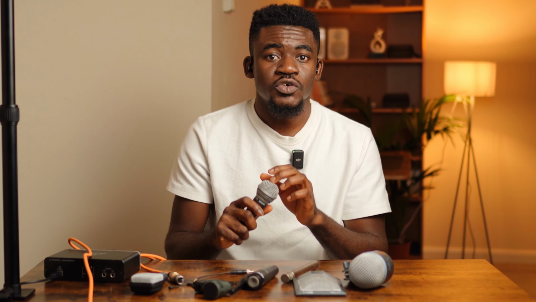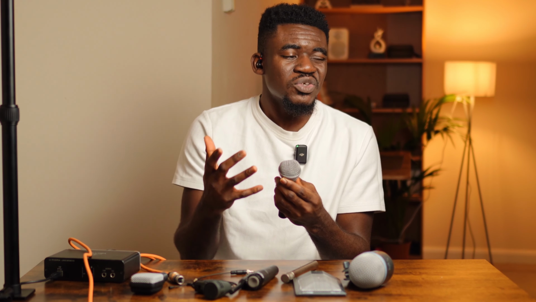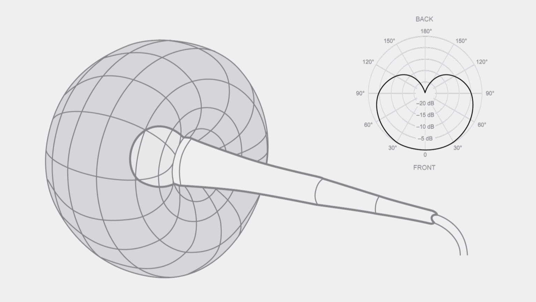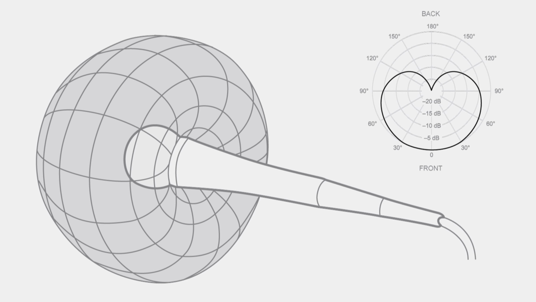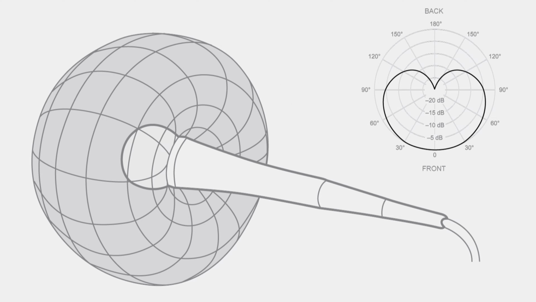A cardioid microphone picks up sound primarily from the front, while rejecting sound from the side. It makes it great for isolating a single sound source like a vocalist while minimizing background noise or feedback. A cardioid polar pattern is also known as a unidirectional polar pattern. And if you look at the chart, it's kind of like a heart shape because it accepts sound from the front and fades a little bit from the sides, rejects sound from the back.